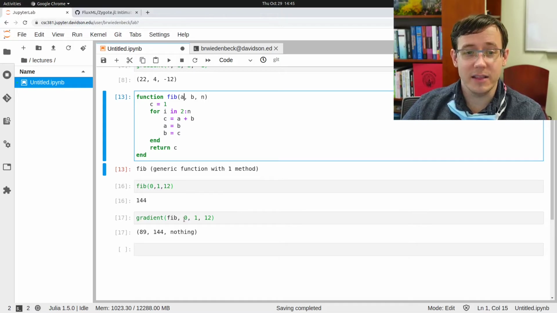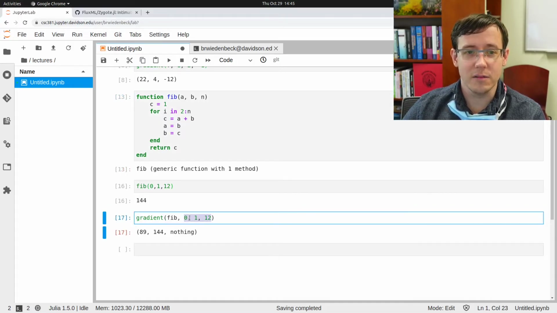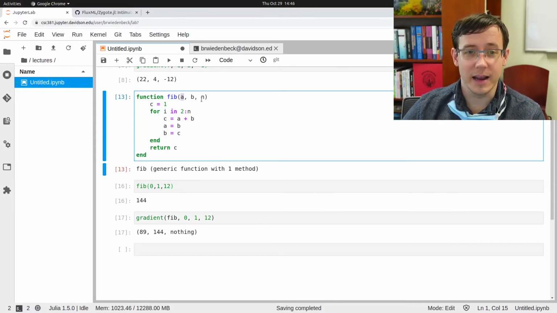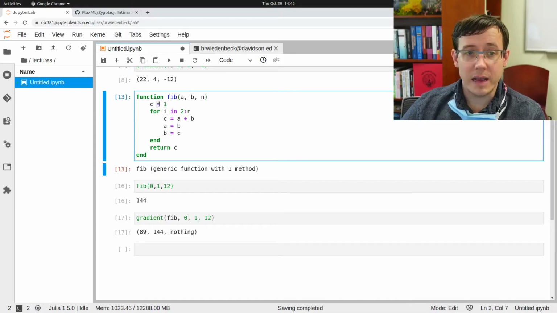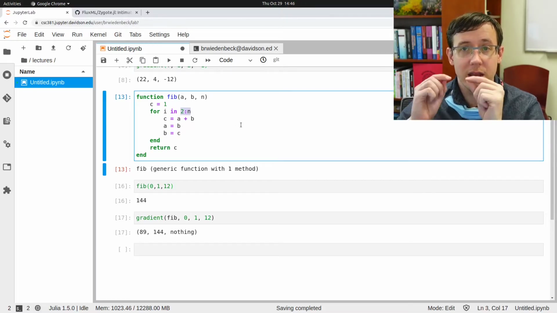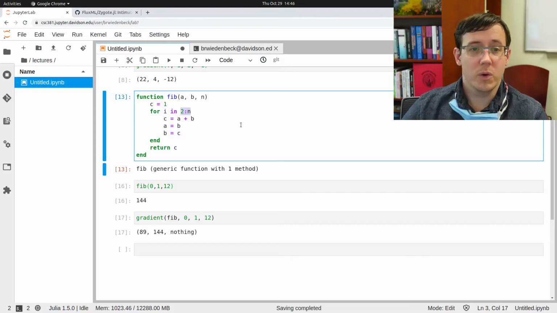And it tells us that at the inputs 0, 1, and 12, the partial derivative of the function with respect to a is 89, the partial derivative with respect to b is 144, and there is no partial derivative with respect to n. This makes sense because the variable n is not a continuous variable in this function. It's used only as the loop constant, and so if we made a small perturbation to n, we wouldn't have any change in the output of the function.